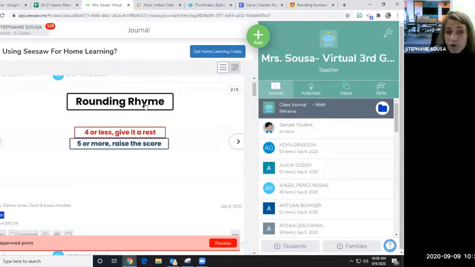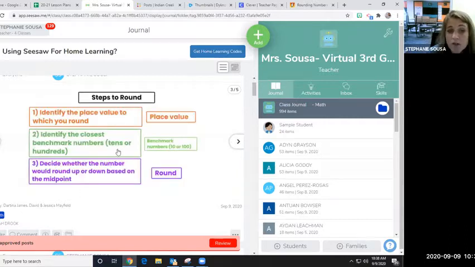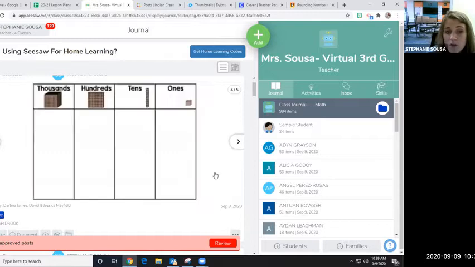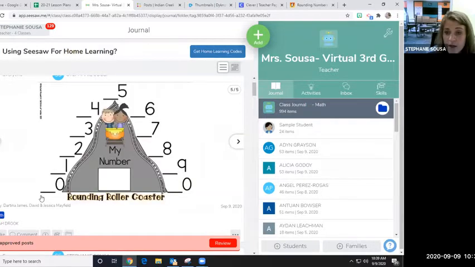So far we have learned the rounding rhyme. When you determine your place value, you can say 4 or less, give it a rest, 5 or more, raise the score. Some of you really like this rhyme, and that makes sense to you because it sticks in your head. Use it. We've also learned just the rules. Some people are very logical and just need a set of steps to follow. I've put the rules expanded and the shortened version of them on here. We have also learned the rounding roller coaster. If you ever wish, man, I wish I had a blank roller coaster to ride on, you do now. So now you can go here and you can edit this and it will go into your journal.